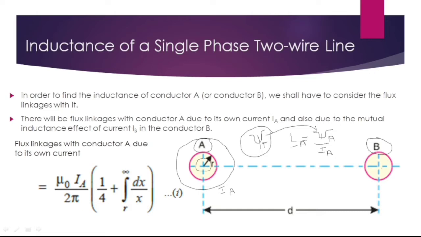And also we are having the external flux, that flux is mutual due to the mutual induction effect. The current passing through this conductor, that is the IB value, produces the fluxes. The produced flux is also the produced external flux, and it also links this conductor.